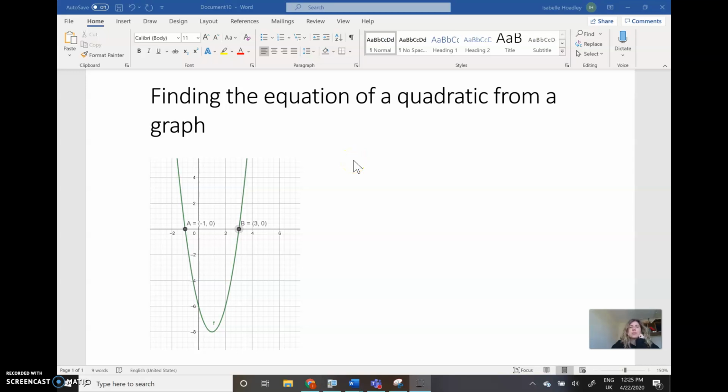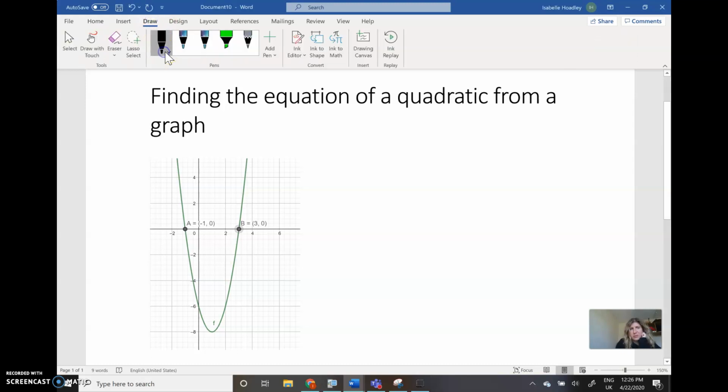Okay, hi guys. So today we're going to look at finding the equation of a quadratic from a graph. So the first thing we need to look through are some of the different ways that we can represent a quadratic. Now, we talked about this yesterday, and if you didn't watch yesterday's video, I do recommend that you watch it because I think it's really helpful.